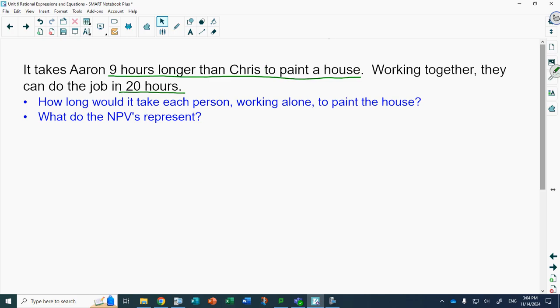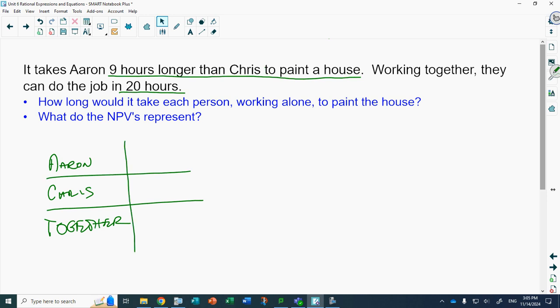Okay, great. So let's write this down. Here's Aaron, here's Chris, and here's together. So let's write down exactly what they've got here, and let's work it out. So far, together is 20 hours, but Aaron takes 9 hours longer than Chris to paint the house. Well, wait a second. What's Chris's time? I don't know. Chris is x. So if Aaron takes 9 hours longer than Chris, it's 9 hours plus Chris. There's your system.